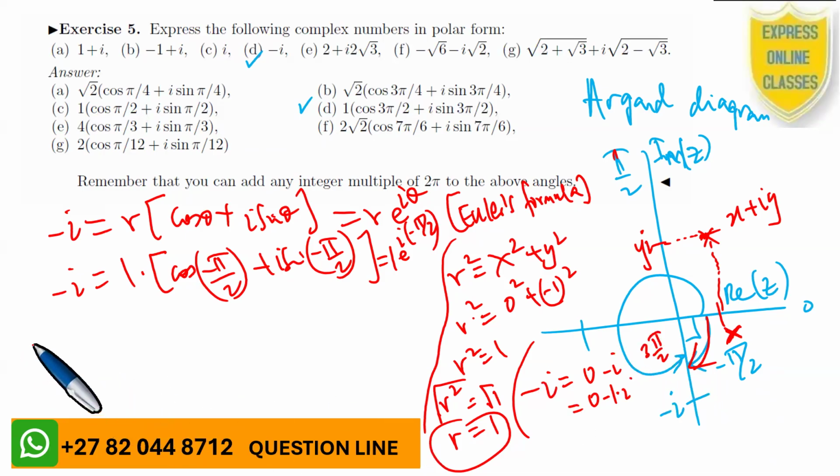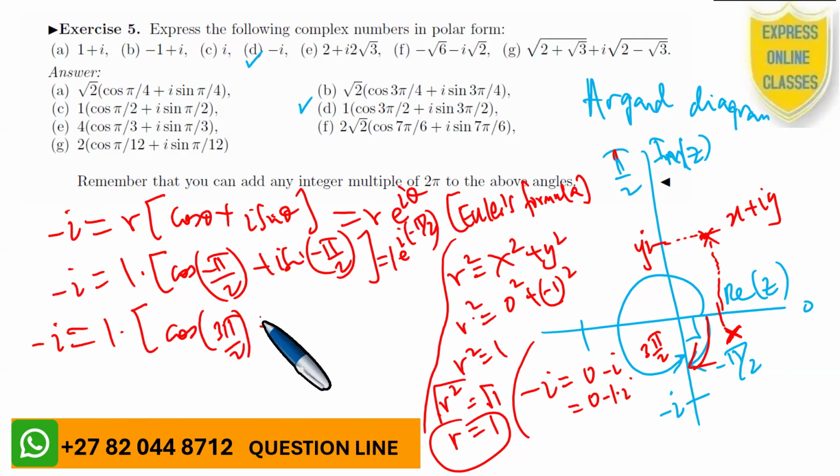So you can write like that, or you can say the minus i is 1, the radius, cosine, the angle. You can take minus pi over 2, or you can measure 3 pi over 2 radians, plus i, the sine of 3 pi over 2 radians. Which is exactly this one here, for part D. Any question about this?